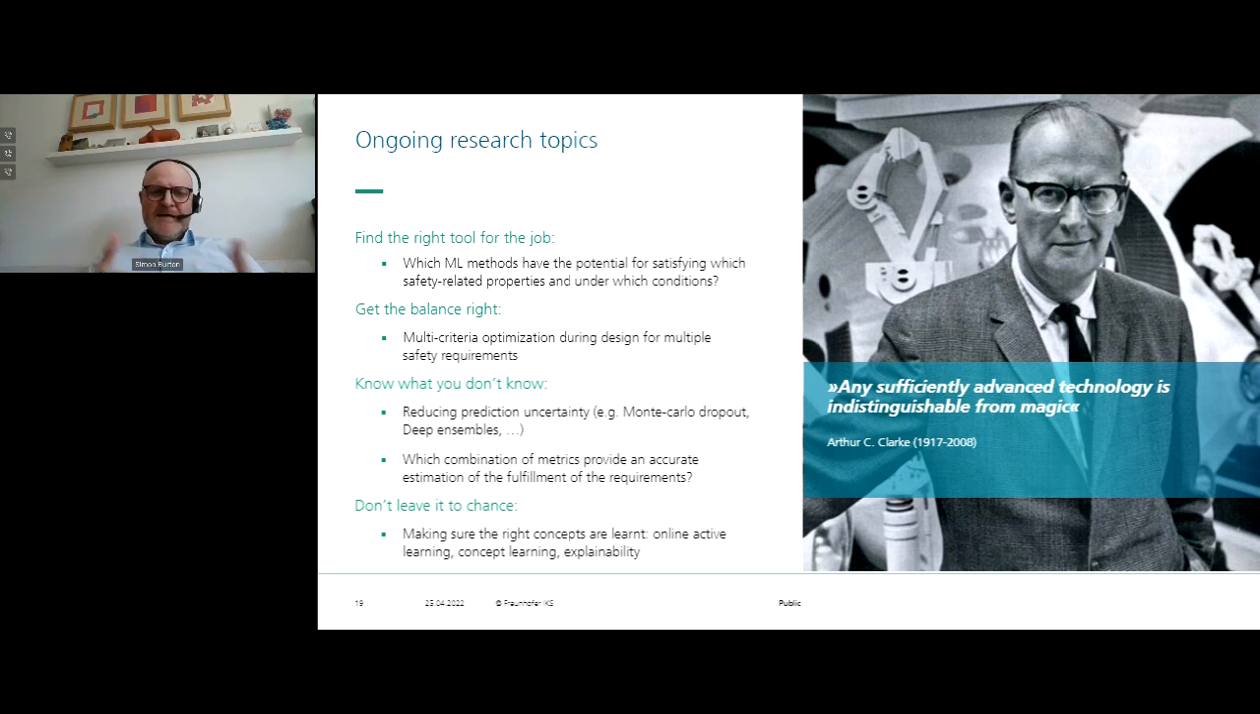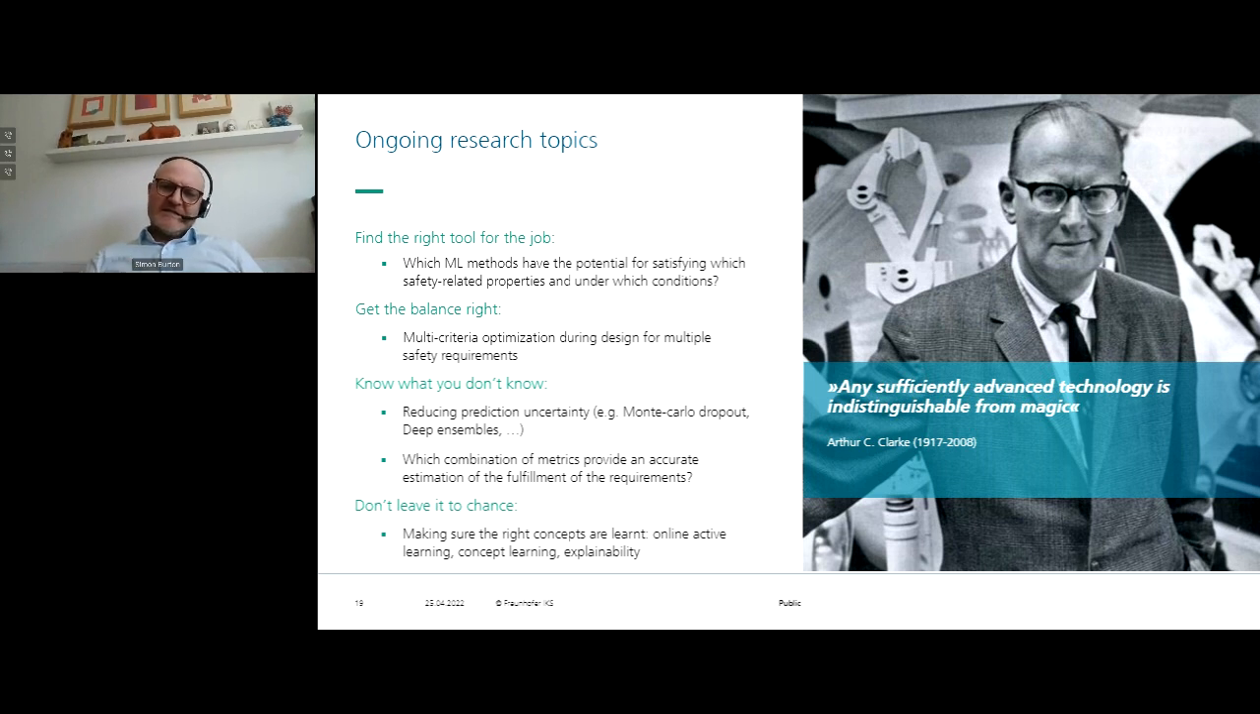And lastly, don't leave it to chance. Is there any way we can actually understand better how these functions are forming their decisions? Can they explain to us in some way why they're reaching a decision? And can we use that information for our safety assurance activities?